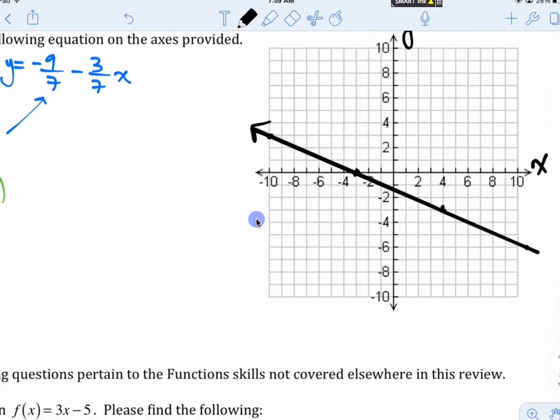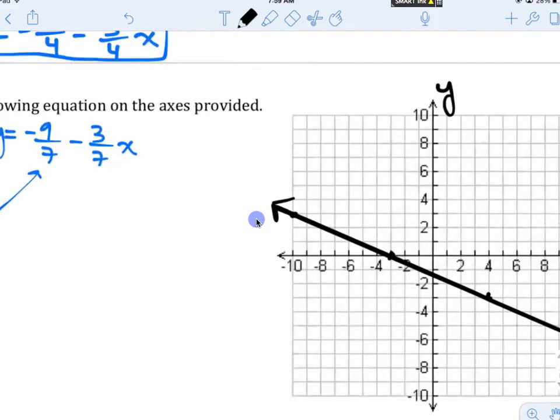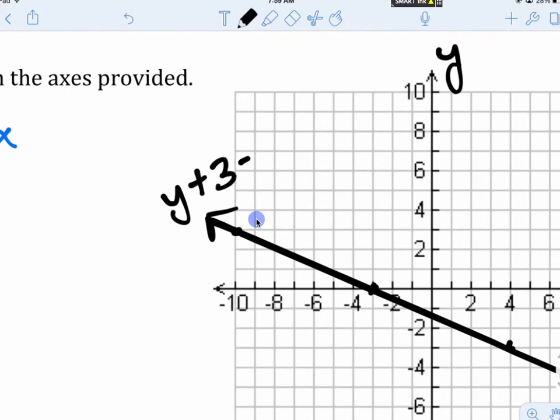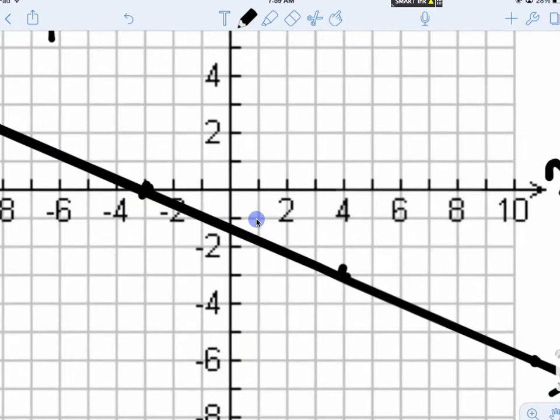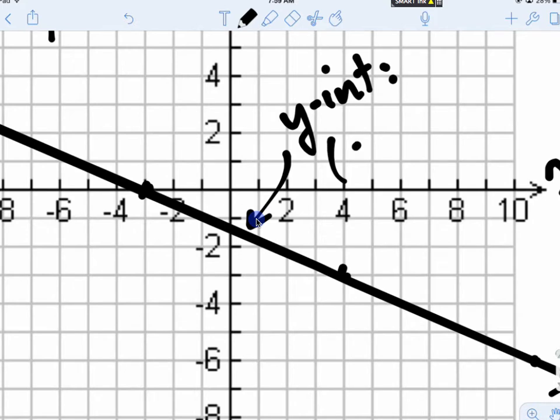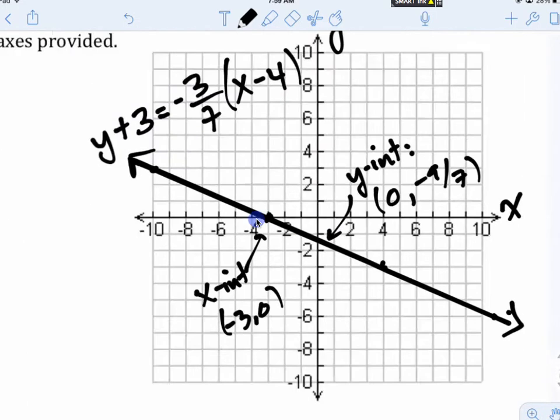Let's go ahead and label it with its equation. That is the line y plus 3 equals -3/7 times the quantity of x minus 4. And check it out. Remember that y-intercept that we found earlier? That y-intercept of -9/7, -1 and 2/7. Boom! Look at that y-intercept. It totally confirms what we did earlier. So 0, -9/7, and it happens to be that our x-intercept is a very nice ordered pair. That was lucky. -3, 0.